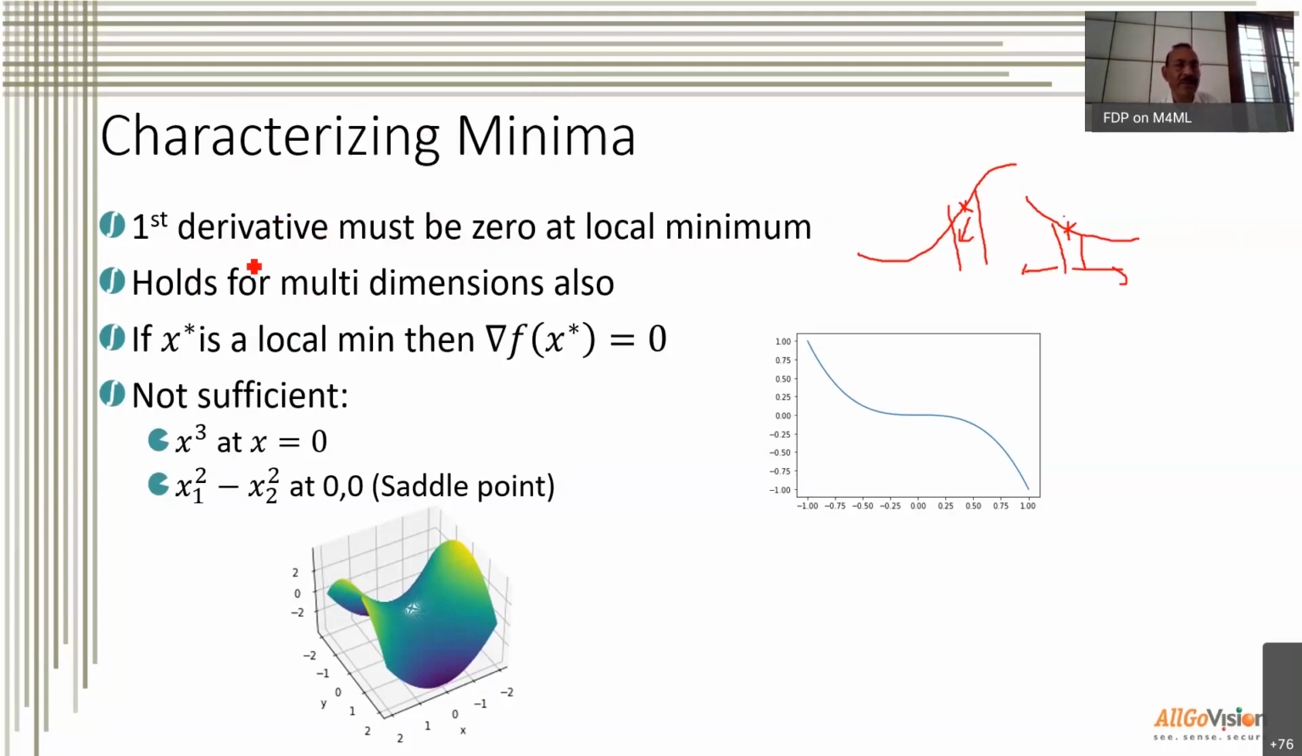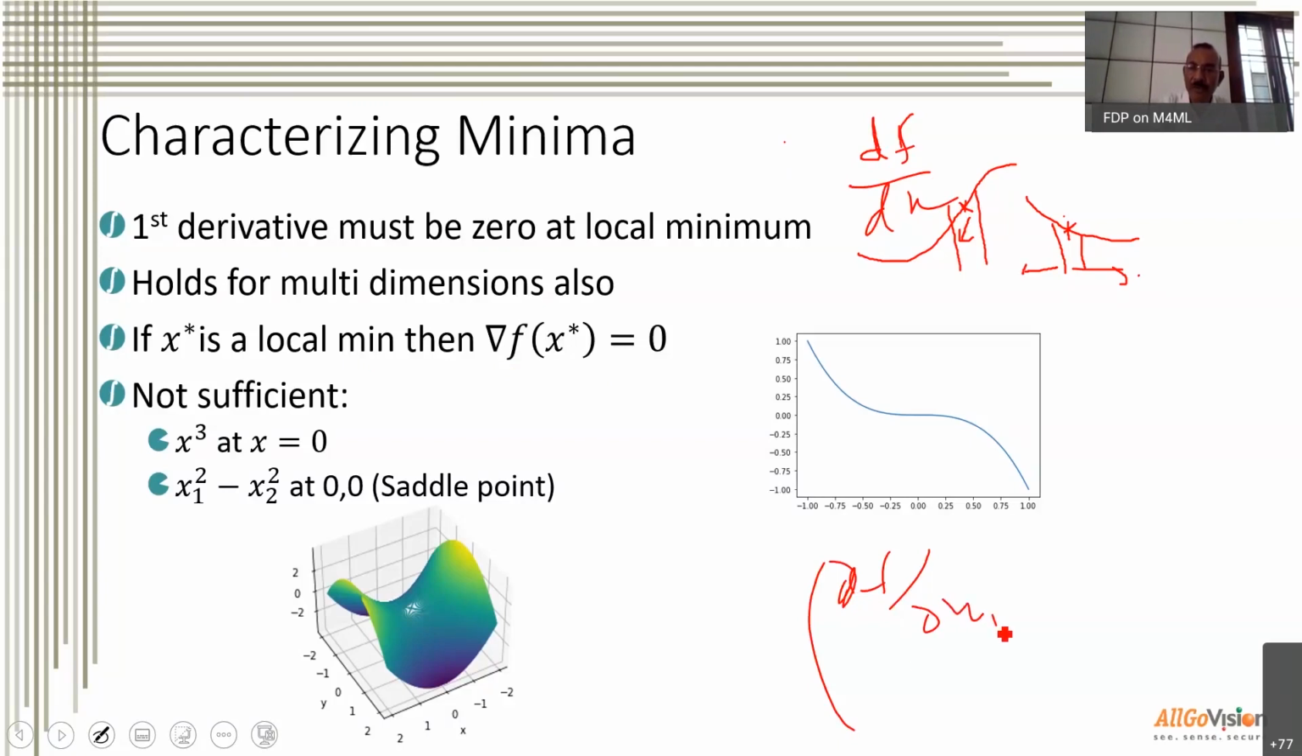Now this holds, as I told you already, for multi-dimensions also, and so what we have concluded is, if x star is a local minimum, then this is the way of writing the vector gradient. Because if it is one dimension, then I can simply write df/dx. But if there are multiple dimensions, then I need to have multiple of them. So ∂f/∂x1, ∂f/∂x2, and so on and so forth up to ∂f/∂xn.